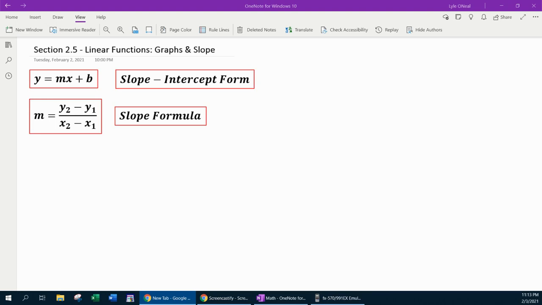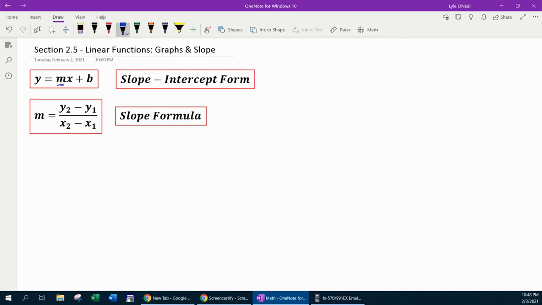Before we jump into the examples, we've got a couple of formulas we need to look at. The first formula is the slope-intercept form: y equals mx plus b, where m is the slope and b is the y-intercept. So just to make a note here, whatever the value of m is, that is the slope, and b would correspond to the y-intercept.